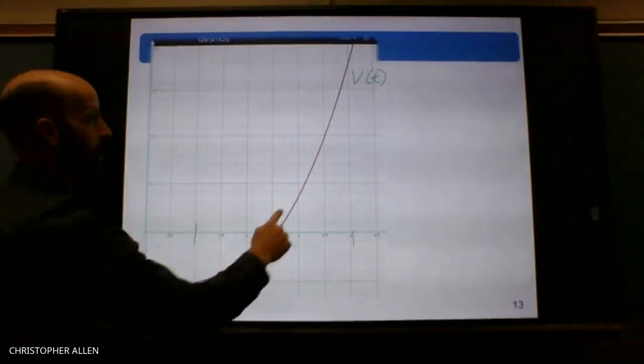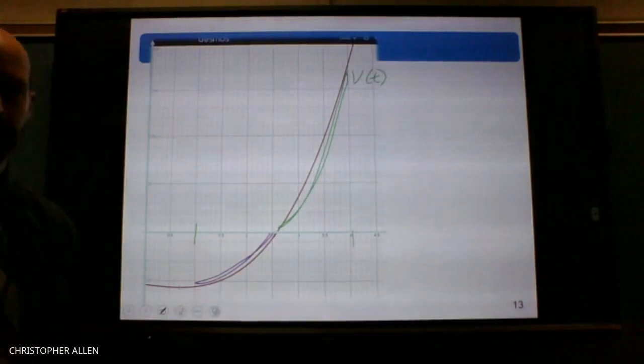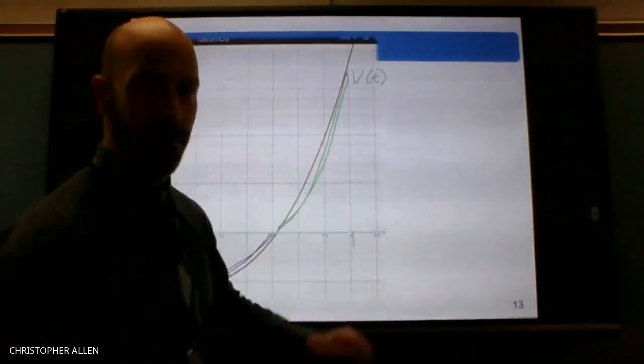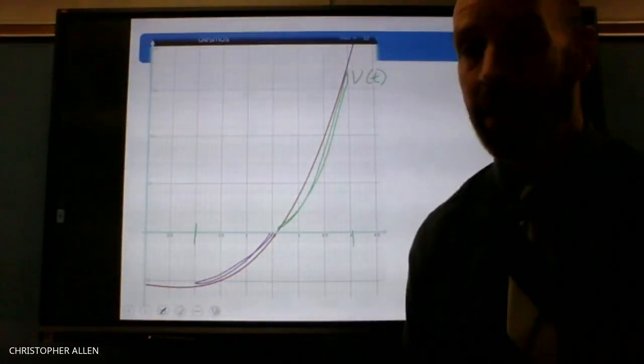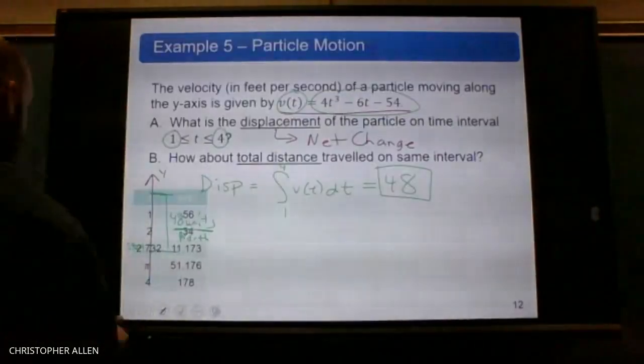Now let's do this in green. You see this part up here? Would you guys all agree that's above the x-axis? And we're talking about velocity. It's positive. What's that tell us? Well, it tells us the particle's going north. Okay? Now I'm going to come back to this slide.